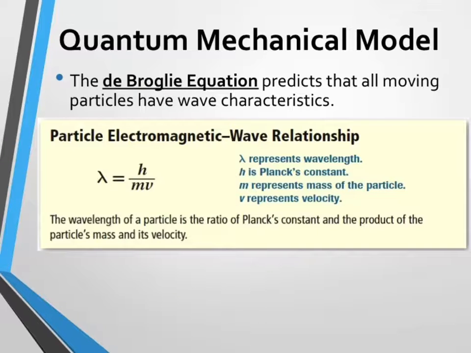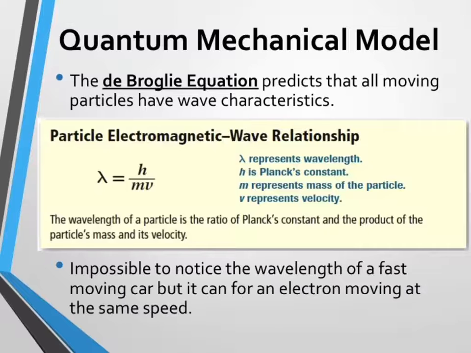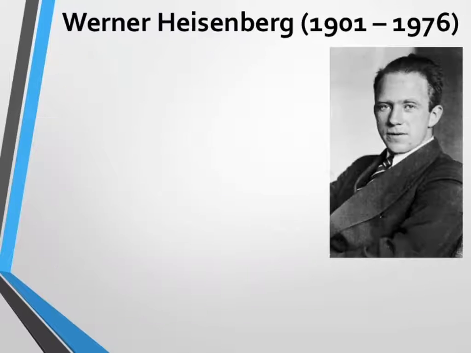So he came up with this equation. You don't have to write this equation down. But now he's talking about mass and velocity. It's impossible to notice the wavelength of a fast-moving car, but it can be noticed for an electron moving at the same speed. I don't know. That's kind of worded wrong.